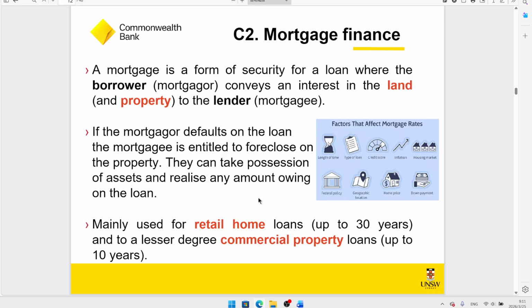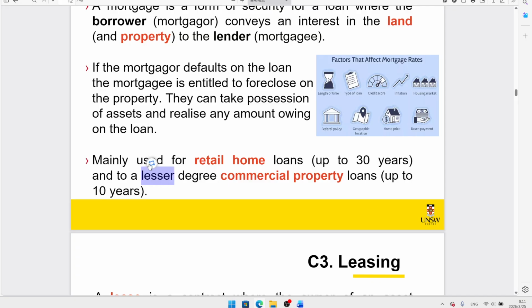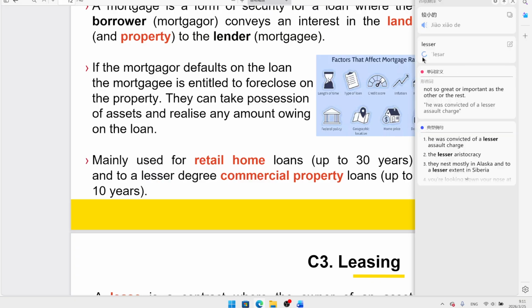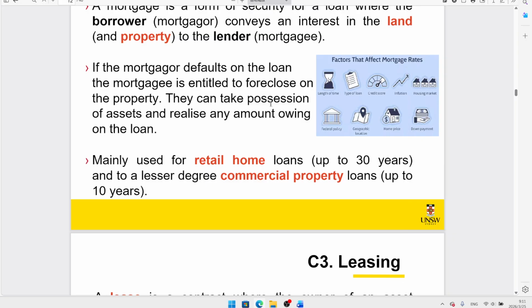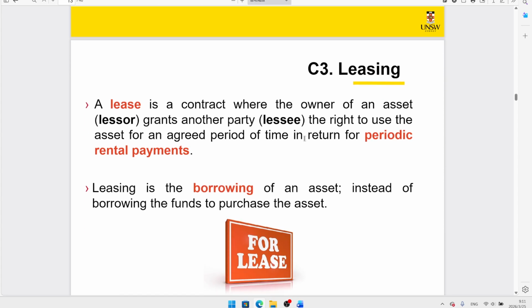Mortgage finance is mainly used for real estate home loans and, to a lesser degree, commercial property. I don't know what that means, because I think it's just the word lesser. To a lesser degree, commercial property loans are up to 10 years.